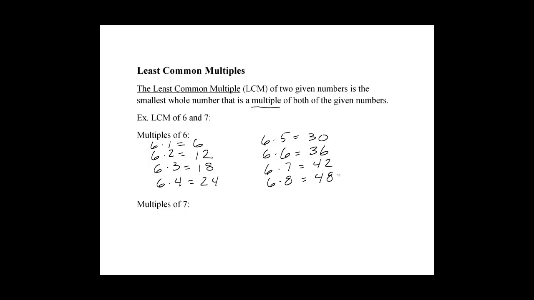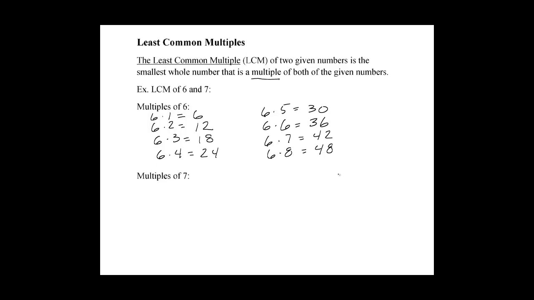We really don't know how far we have to go because we're trying to find a multiple that's common with the multiples of 7. Let's just stop and try to find the multiples of 7, and if we find one that's common to both lists, then we can stop. So 7 multiplied by 1 equals 7. 7 multiplied by 2 equals 14.